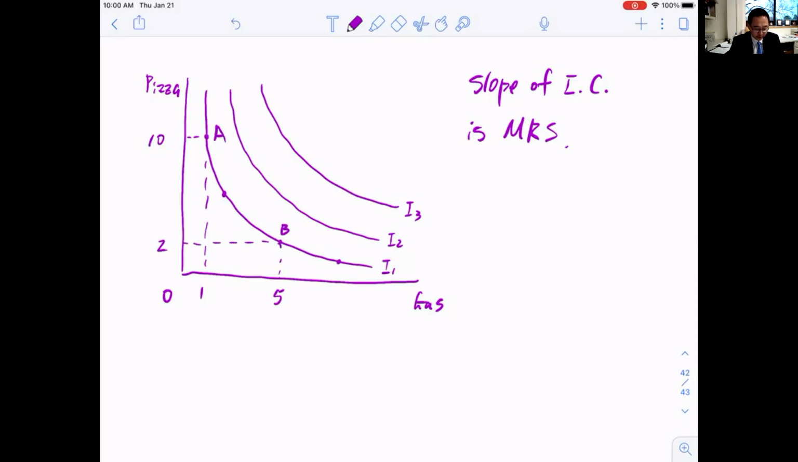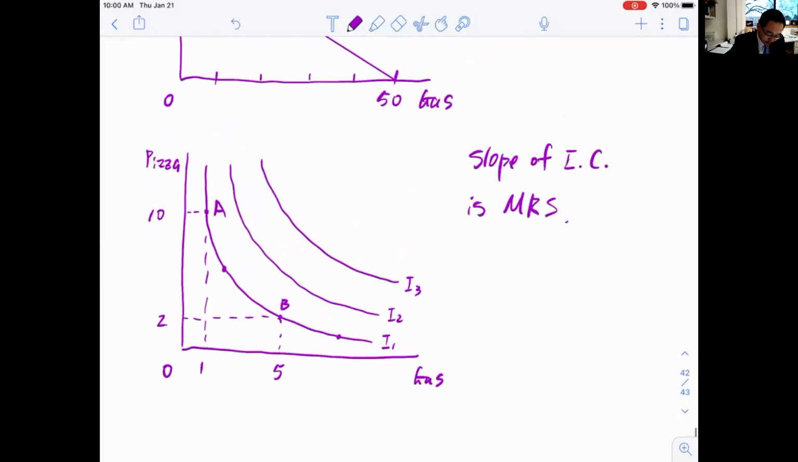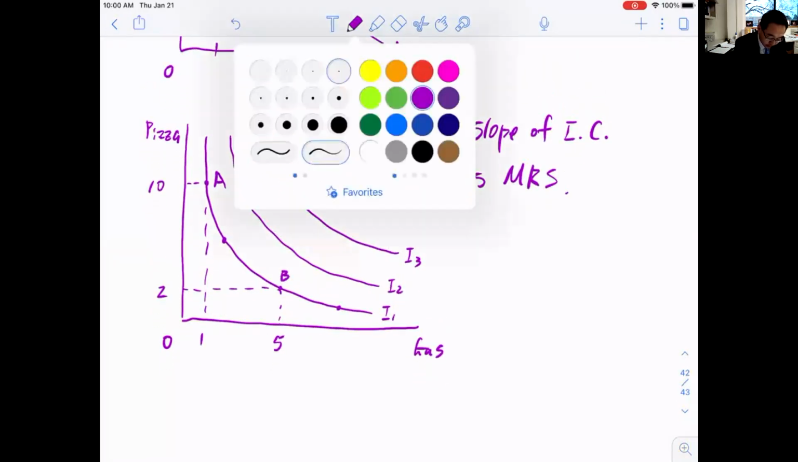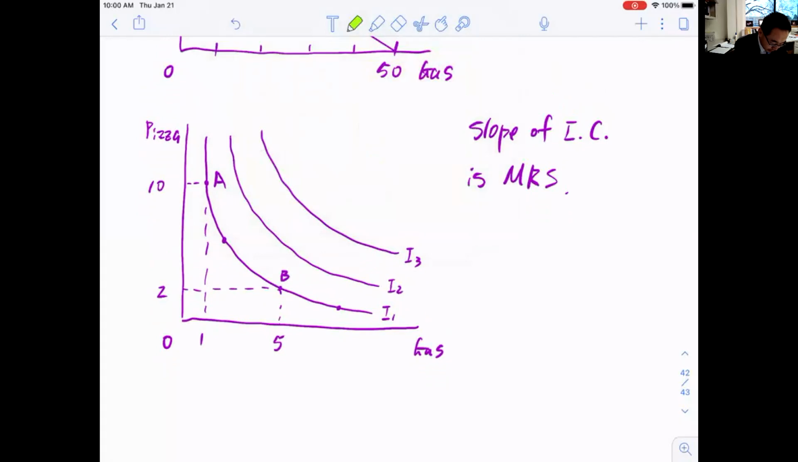Now, that's what indifference curves measure. The slope of it is the marginal rate of substitution, which I told you is how much you prefer to exchange one good for another. So you can see, this is a curve, so the slope constantly changes. At point A, let me change to a different color, the slope is kind of steep, right? It's almost vertical. But at point B, it becomes a lot flatter like this.